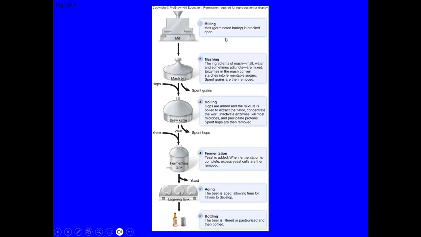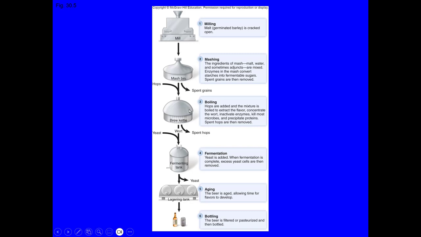And as you can see here, you have the milling. So the malt, that is the germinated barley, you crack them open, and then you have the mashing. You may add also some more malt, water, and sometimes other types of materials. And the spent grains are eventually removed after the enzymes in the mash convert the starches into fermentable sugars. In this process here, you add the hops.